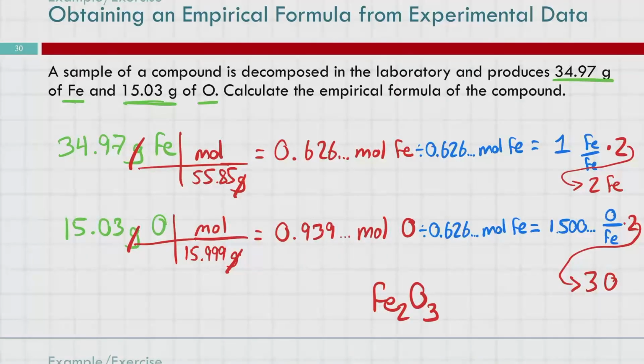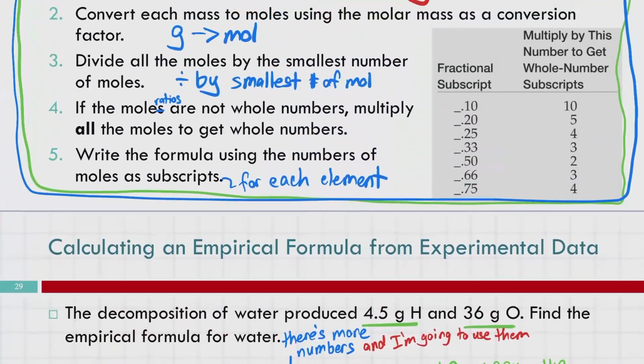When we get to the lab where we do these, our numbers are not going to be this nice and neat. We're going to have a little bit of extra wiggle room, plus or minus. On exams and in class examples, they'll typically work out to be really close to one of these fractional subscripts, or it's close enough that we can just round it to a whole number.